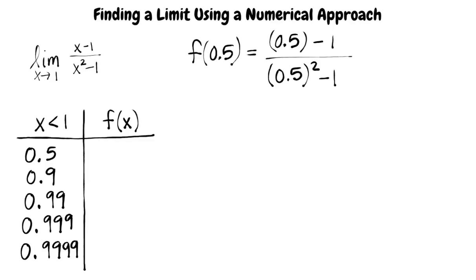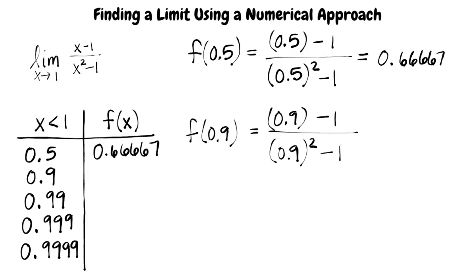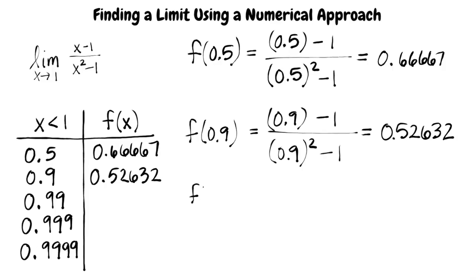Substituting 0.5 into the function, we get 0.5 minus 1 over 0.5 squared minus 1, which is equal to 0.6 repeating. By rounding, we can just write it as 0.66667. Substituting 0.9 into the function, we get 0.9 minus 1 over 0.9 squared minus 1, which is equal to about 0.52632. Continue this process for the rest of the x values.